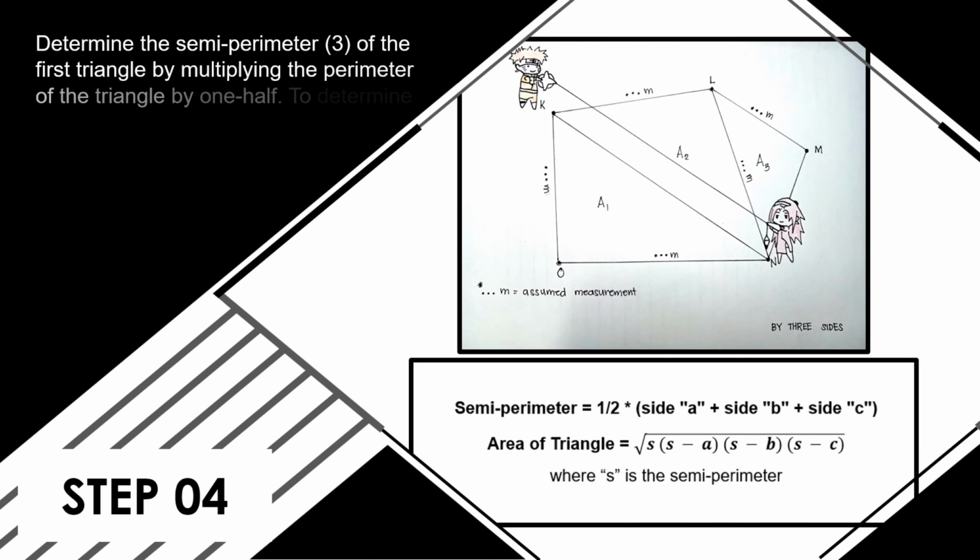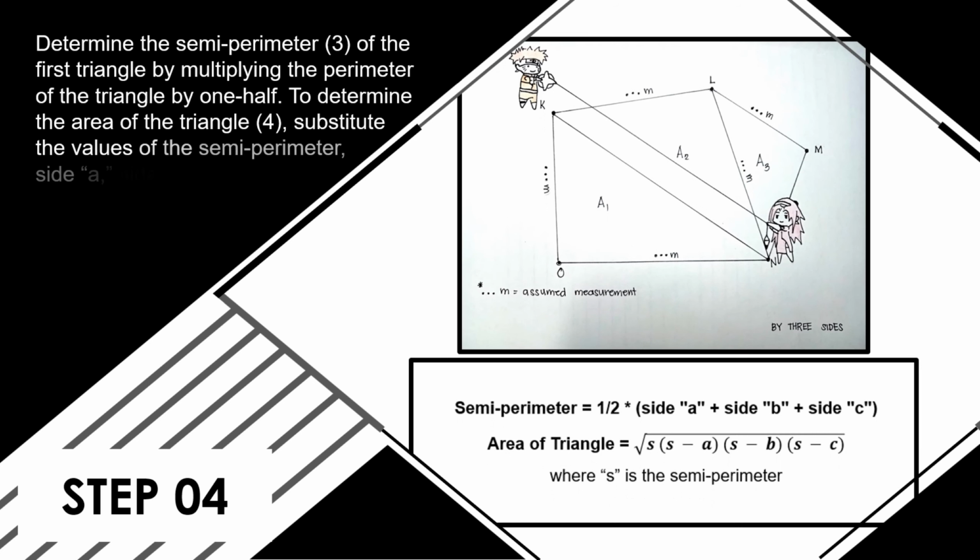Step 4. Determine the semi-perimeter of the first triangle by multiplying the perimeter of the triangle by 1/2. And to determine the area of the triangle, substitute the values of the semi-perimeter, side A, side B, and side C into the equation of Heron's formula.